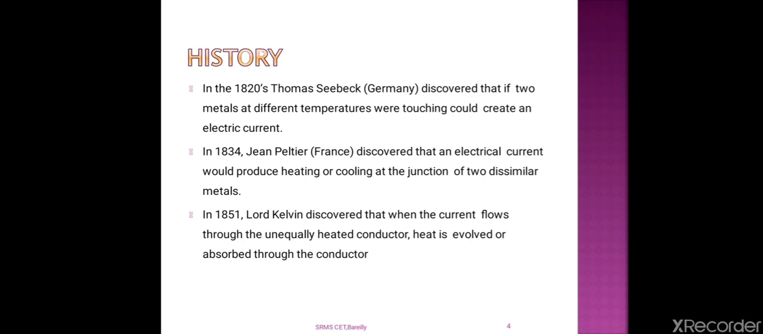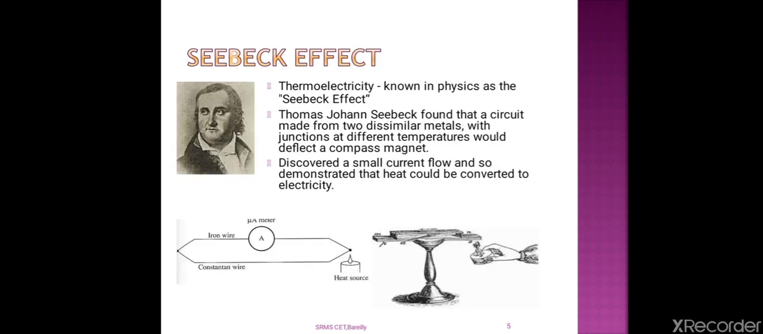Hand in hand, what happened was the Peltier effect. The Peltier effect is many times said to be just the opposite, which means that if a direct current flows through a pair of junctions of dissimilar materials, then a temperature difference is created across the two junctions, resulting in heat flow. Again, I repeat, what it means is if you have two materials A and B. In 1851, Lord Kelvin discovered that when current flows through an unequally heated conductor, heat is evolved or absorbed through the conductor. Now we will discuss these effects in detail.